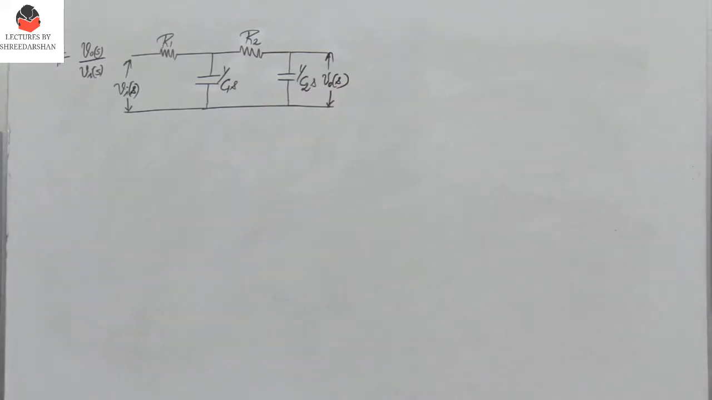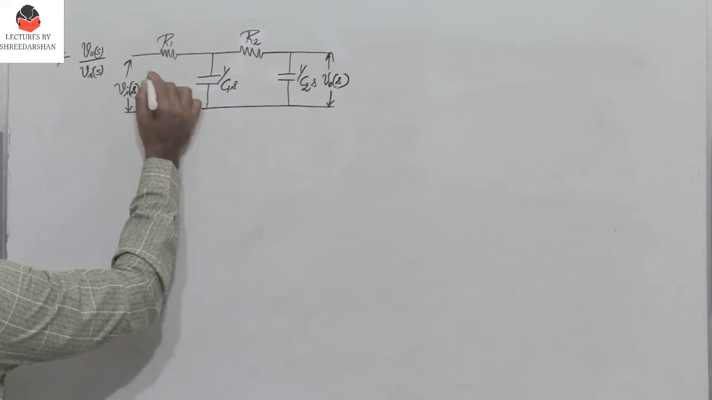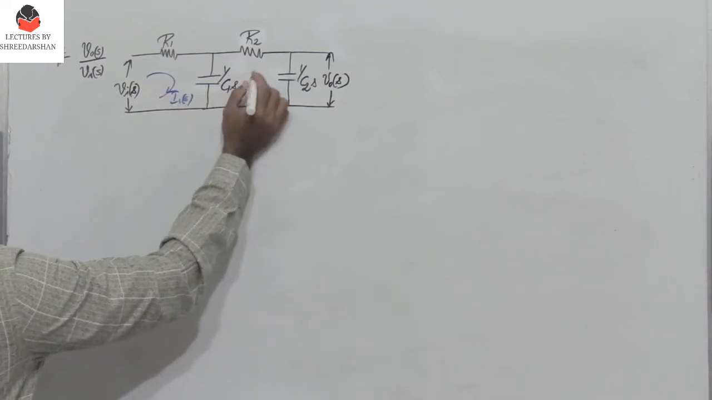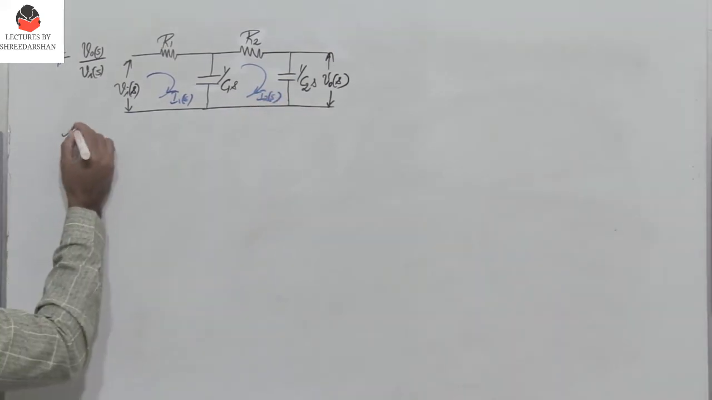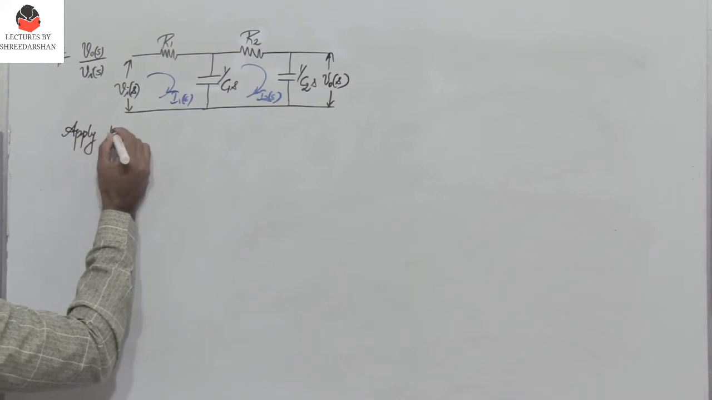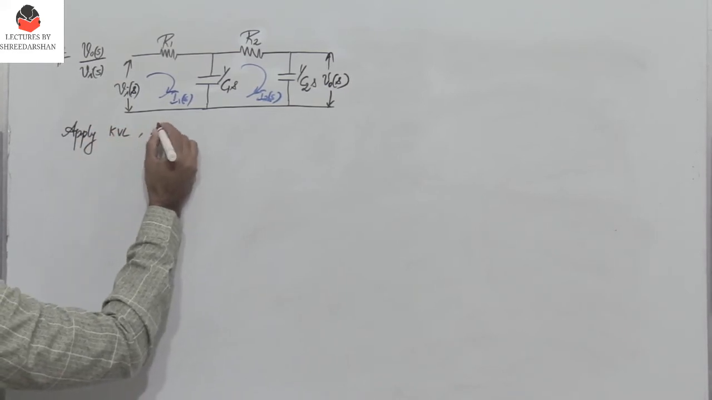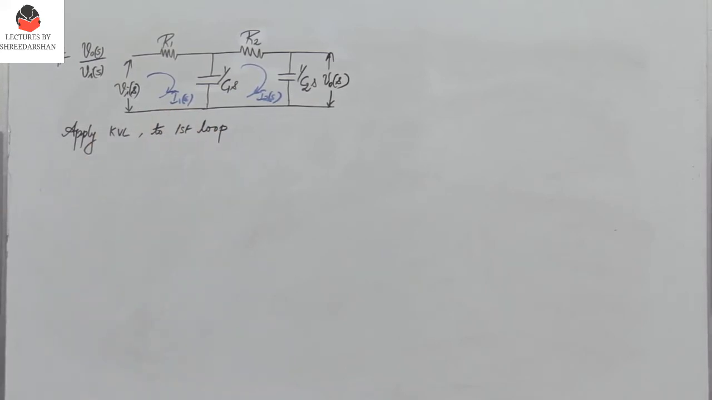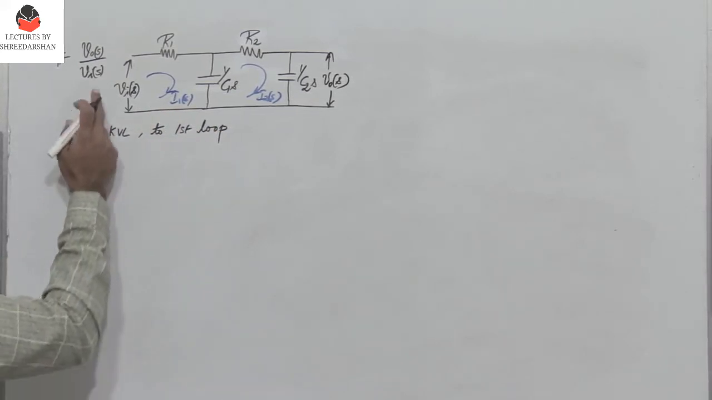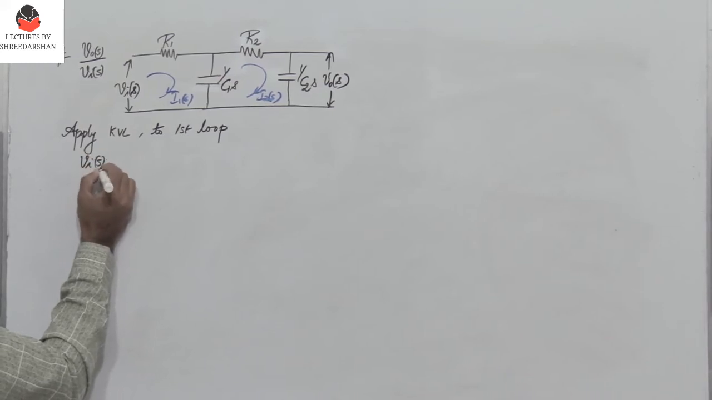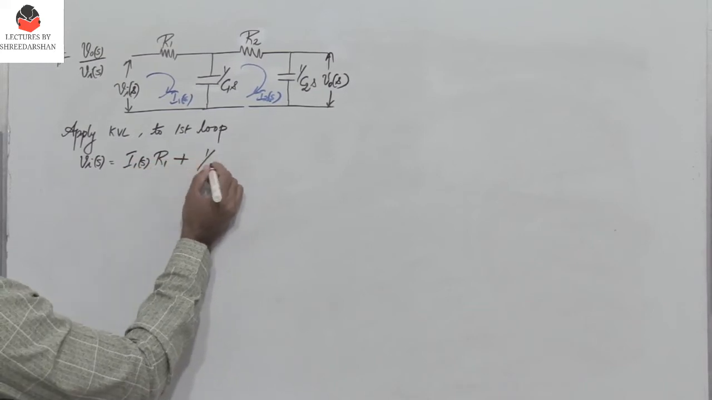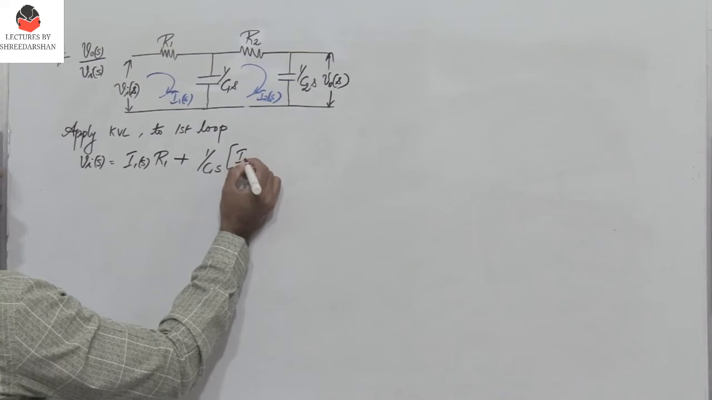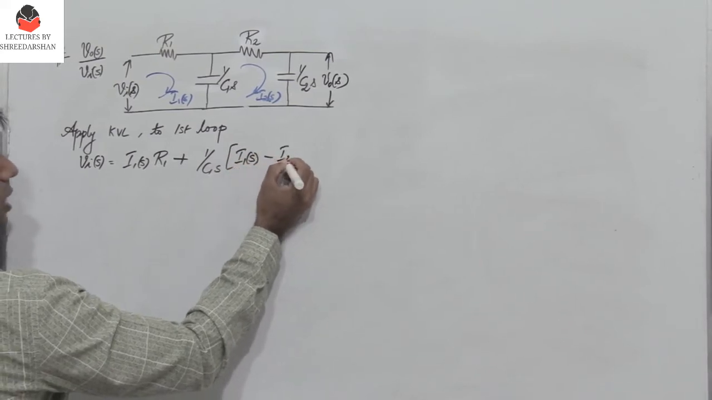And let the currents be I1 of s and I2 of s. So in the first loop the current is I1 of s, and in the second it is I2 of s. So in the first case we apply KVL to the first loop. When I apply KVL to the first loop, what do we get? We get the input voltage Vi of s equals I1 of s into R1 plus 1 by C1s into I1 of s minus I2 of s.